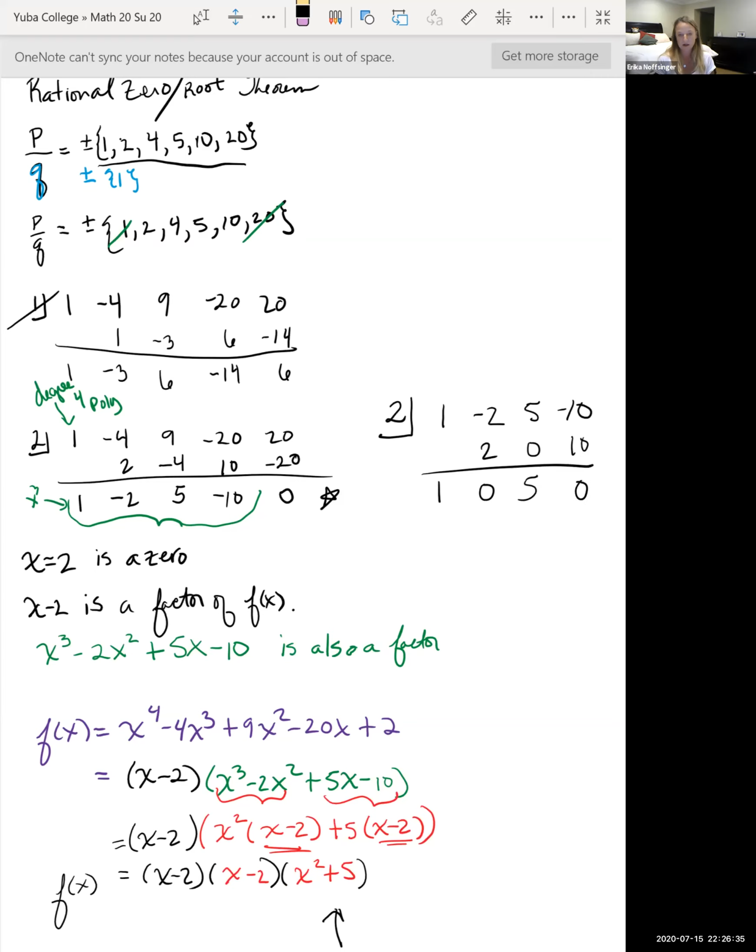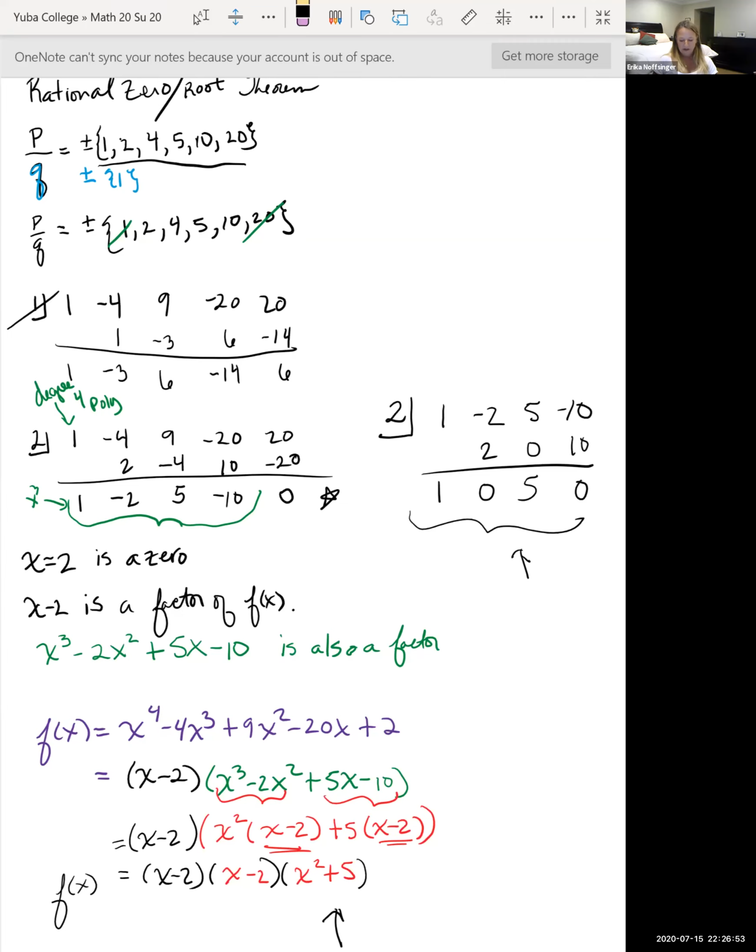Notice that these are all positive numbers under here. And so this, by the upper bound theorem, says that there's no other zero bigger than two. And so that would exclude values from my list that I have to try.